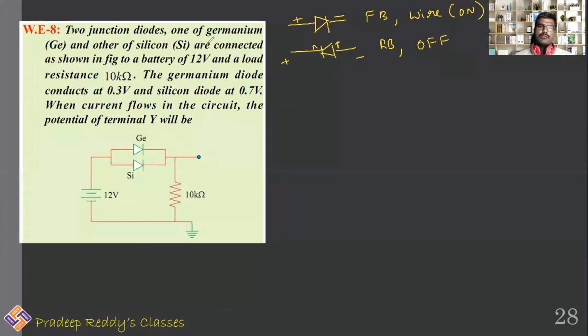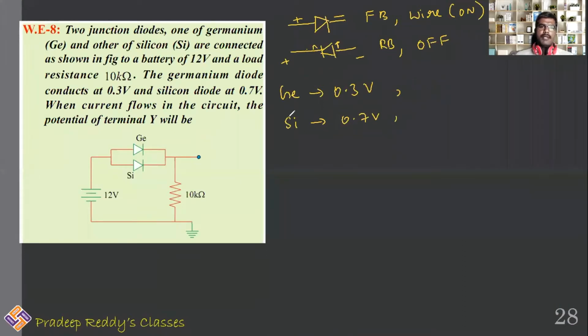Two junction diodes, one of germanium and the other of silicon. Remember that germanium has a potential barrier of 0.3 volt, whereas silicon has a barrier of 0.7 volt. The energy band gap, whenever it is required, I'll tell you.